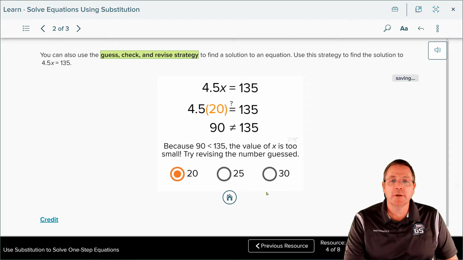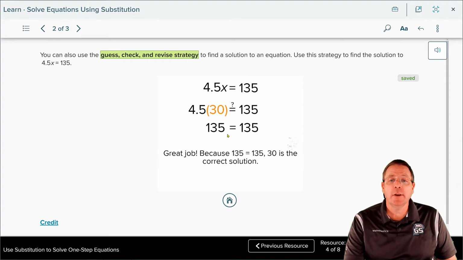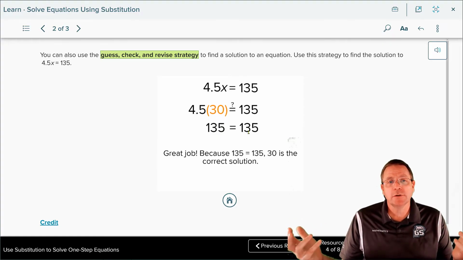So try replacing x with 20, and we got something that is not equal. So we said, all right, well, 20 had us really low, so let's guess another number. They guessed 25, and 25 still had them pretty low. So they said, well, nope, we're still too low here, we need another number, so let's guess 30. They plugged in 30, and they got something that was equal on both sides, 135 on both sides.